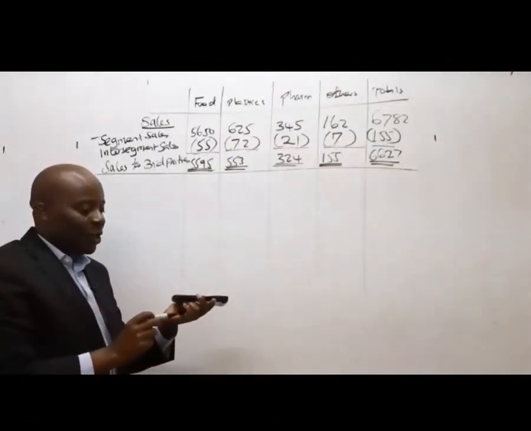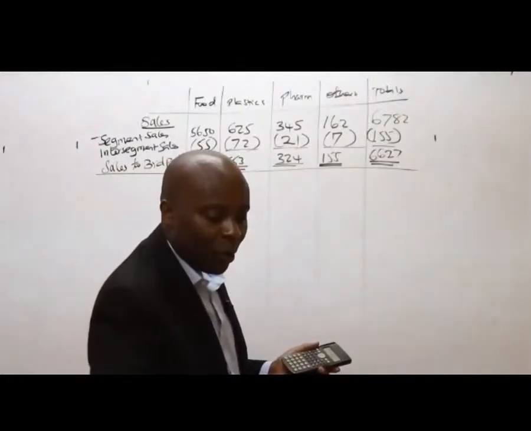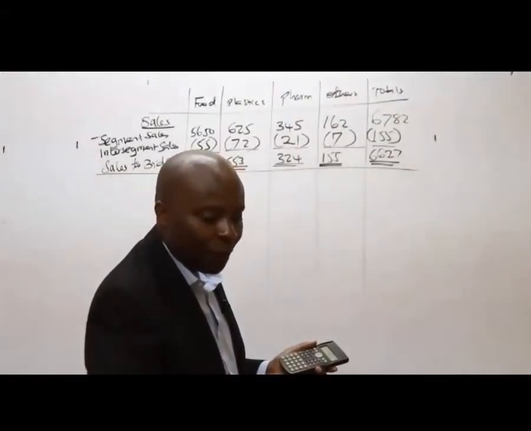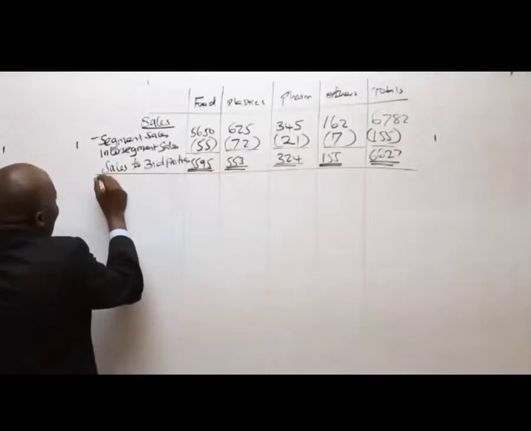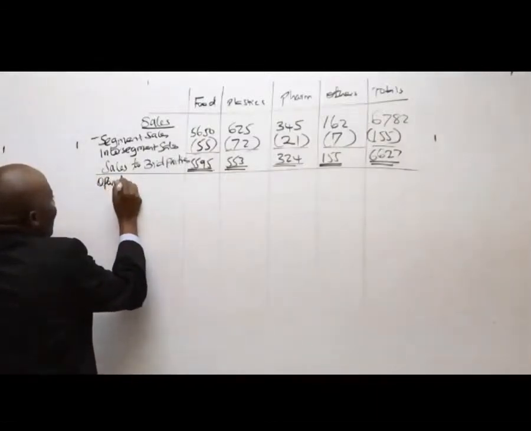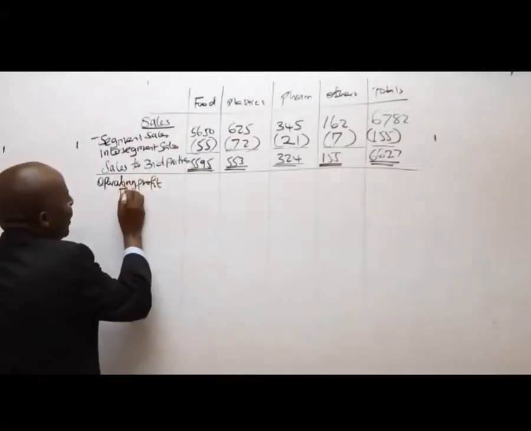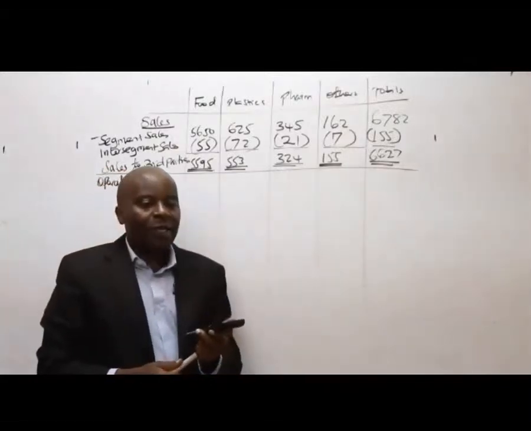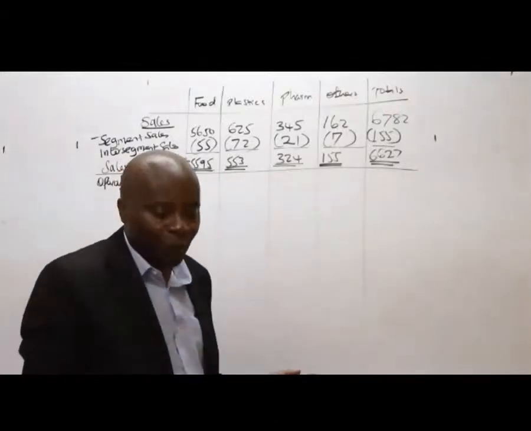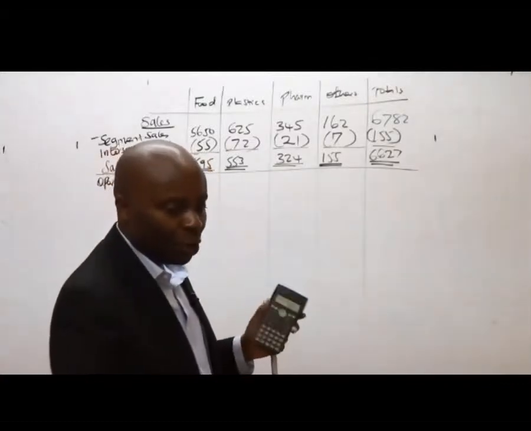Now from there, the other thing that we need to disclose, ladies and gentlemen, is our operating profit. So come here and give us another section for operating profit. If you remember from your AFM, operating profit is profit before interest and taxation. So don't bring issues of interest or taxation here.